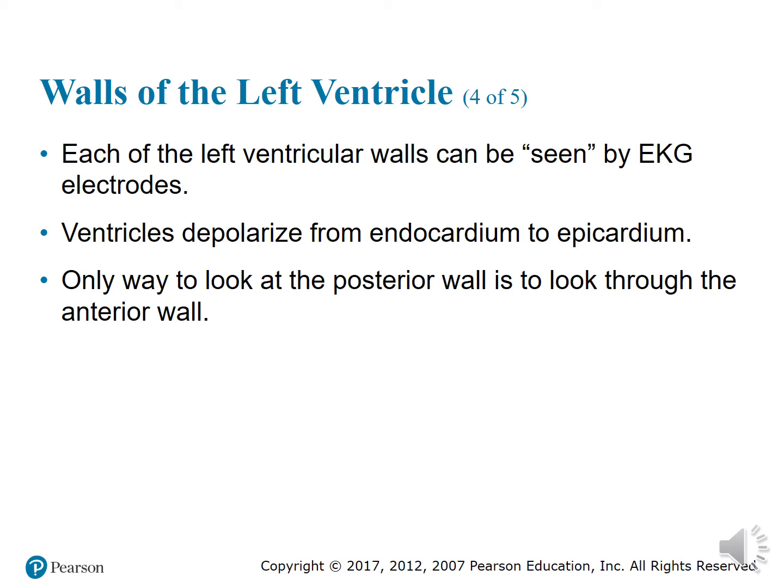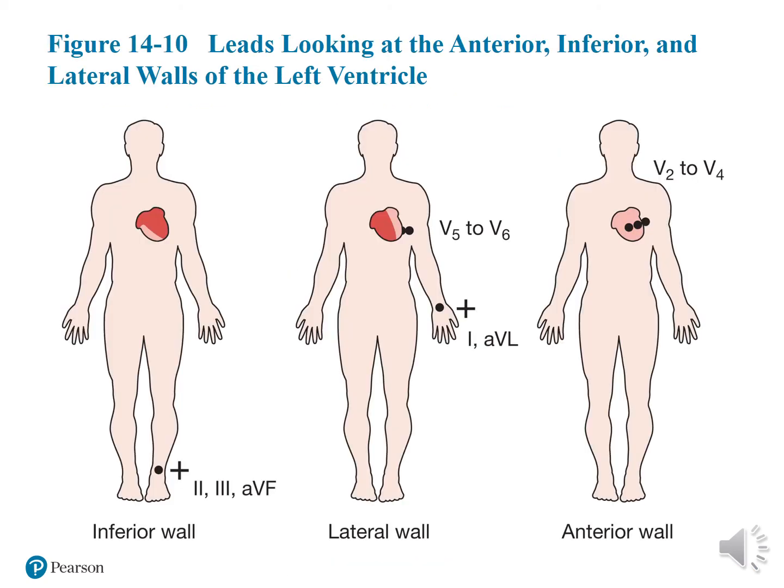Let me, no, I can't go back. I skipped ahead again. Thinking about what we just looked at on 14.10, I want you to look back to page 36 at 3.1, 3.5, 3.8, and table 3.3. So where are we now? We're on 14.10. See what the leads are looking at: the anterior, inferior, and lateral walls of the left ventricle. Again, I want you to look back at 3.3 on page 38.